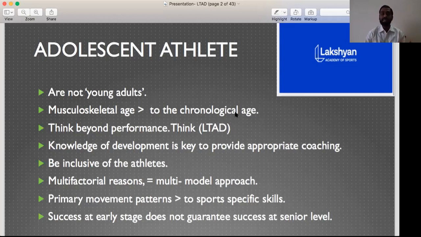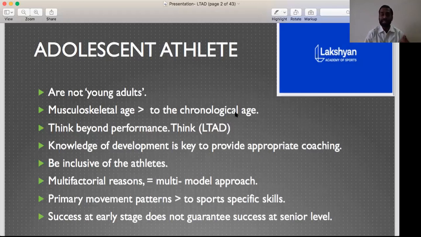We also have to understand there are multifactorial reasons. That means it's not just physical, it's physiological, it's emotional, it's intellectual, it's psychological. So for one child to become an athlete, there are a lot of variables which come into play, and that is where the multimodal approach comes in. Unless we are sensitive towards those multifactorial reasons, we'll never be able to create a multimodal approach.